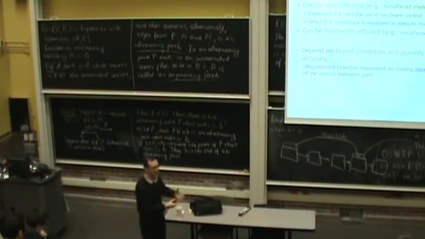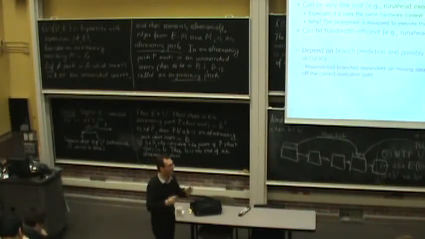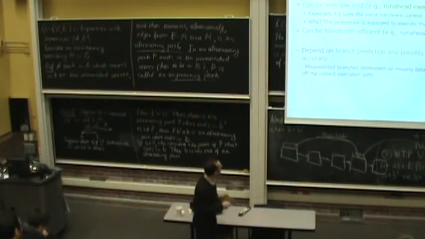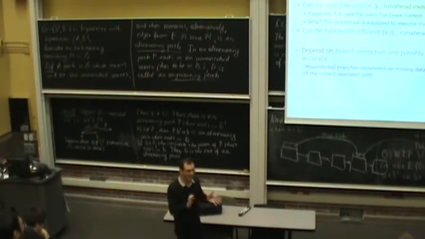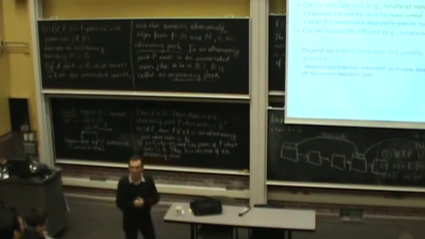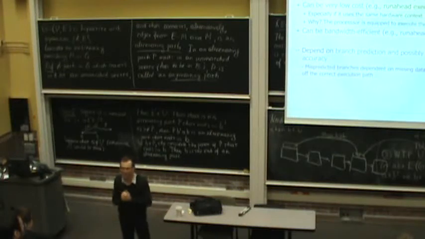In Runahead's case, you have a branch that you predicted. If it's dependent on a cache miss, well, you're on the wrong path after that point. Okay, basically mispredicted branches that are dependent on missing data throw the thread off the correct execution path. Now this may not be bad, as we discussed, but it's usually better to be on the correct path.